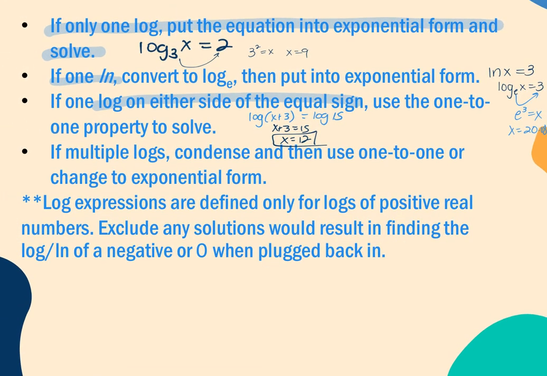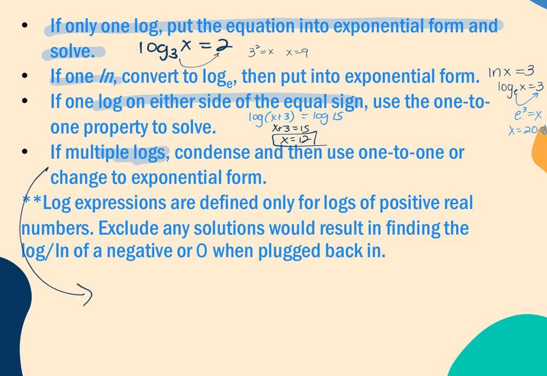Here's what's new, multiple logs. Whether the multiple logs are on one side of the equal sign or on both sides of the equal sign, based on what we learned yesterday, we know how to condense that. So if there's multiple logs on one side or both sides of your equal sign, you are going to condense them down. So if it's log blank plus log blank, it becomes multiplication. We're going to condense it down to one log and then solve it, based on what we already did.